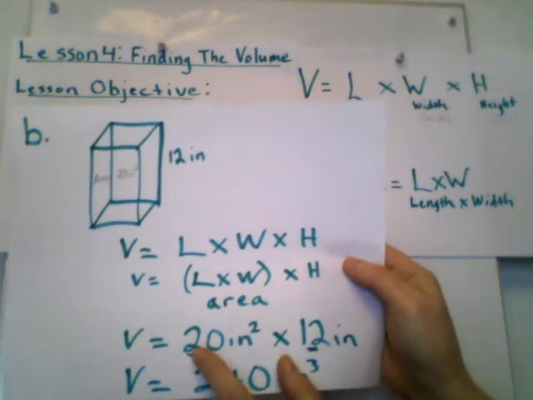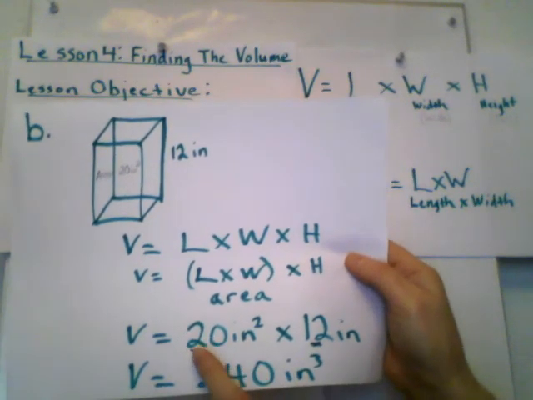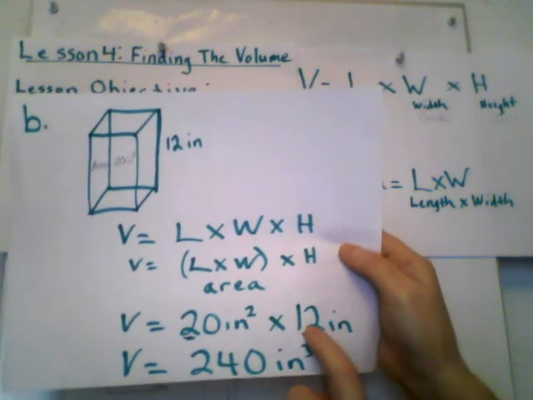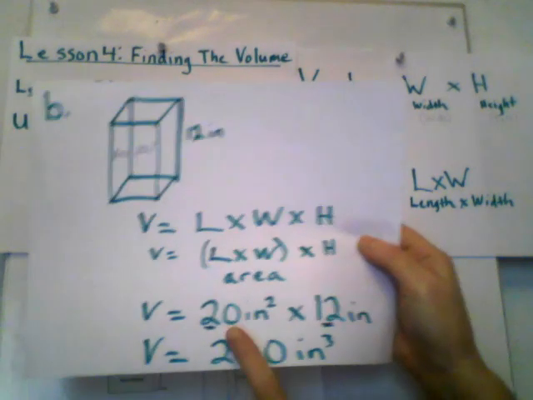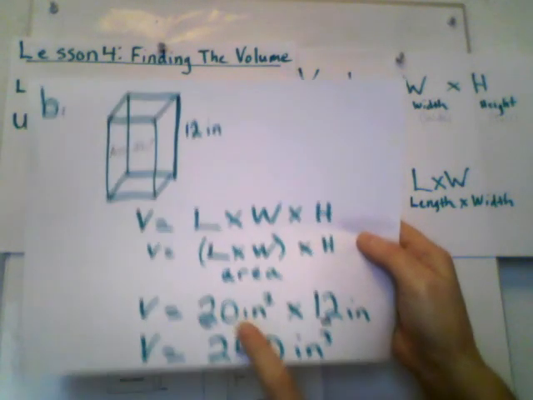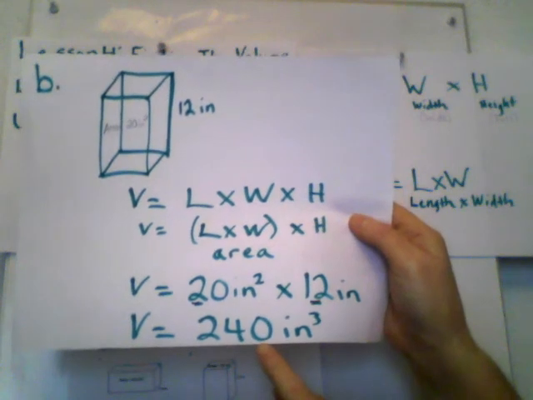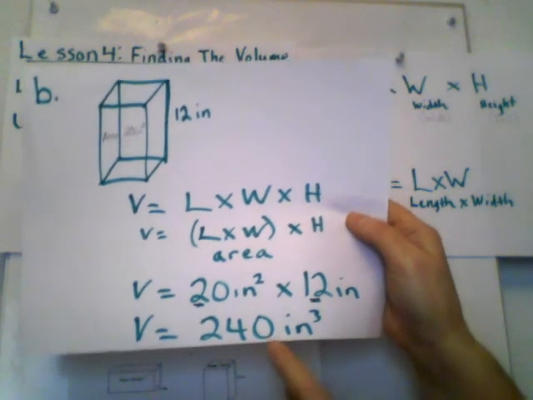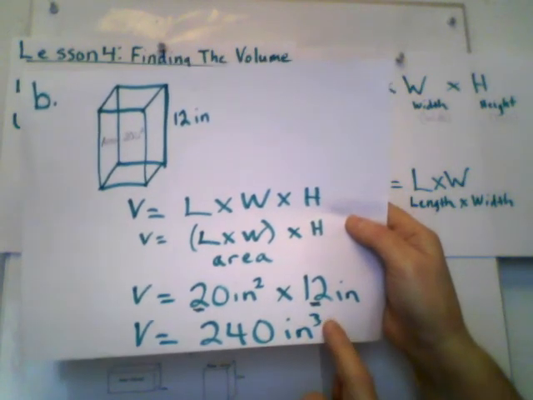So again, with this problem, I did mental math. I said 2 times 12 is 24, and the math trick using my tens, I just put down the 0, and my answer is 240 inches cubed.